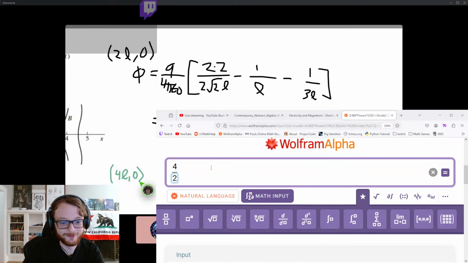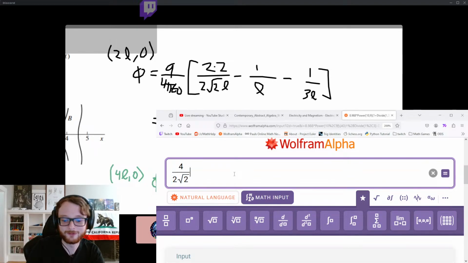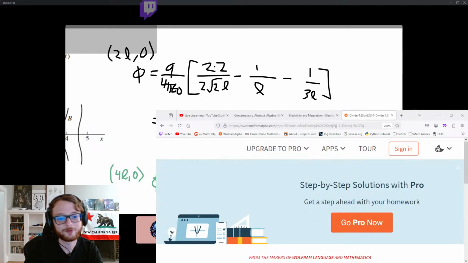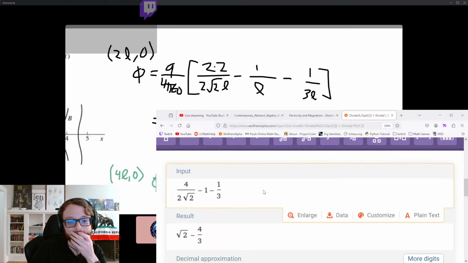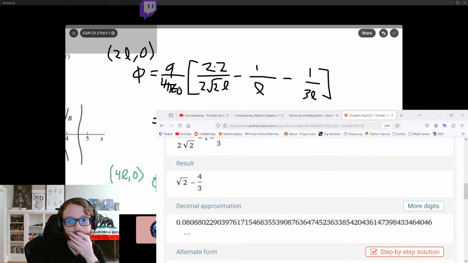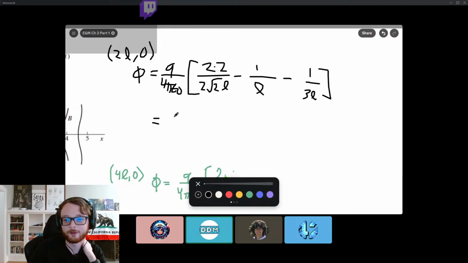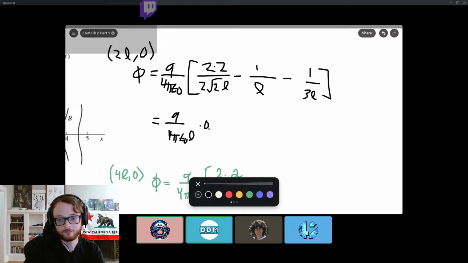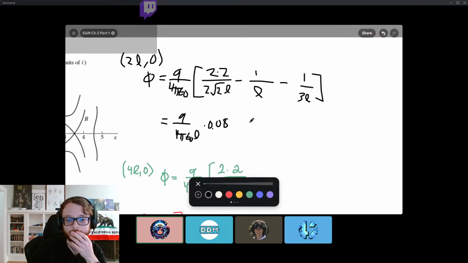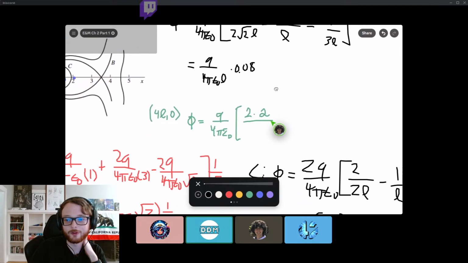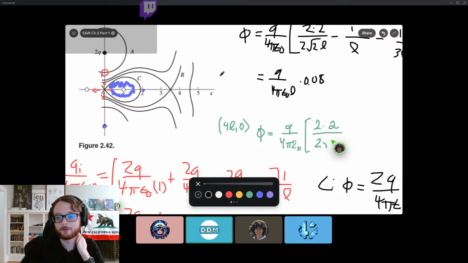So 4 over 2 root 2 minus 1 minus 1/3. Oh yeah, okay, so this is 0.08, positive. That's what we care about. It kind of makes sense that it's getting close to 0, because that point (2L, 0) is pretty close to the 0 equipotential line. True. Thank you, Stuki, for getting started on that.